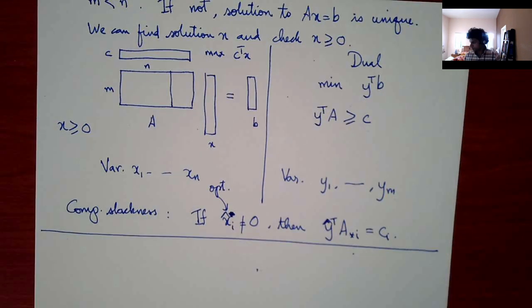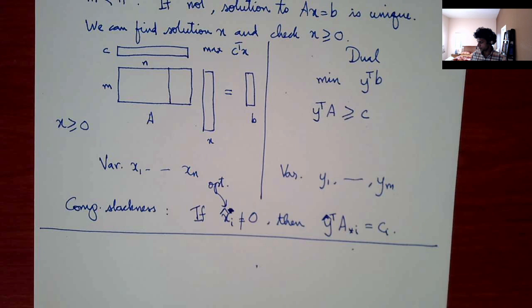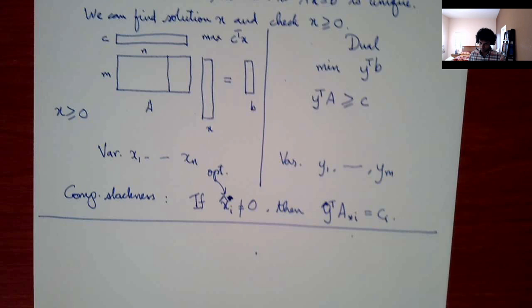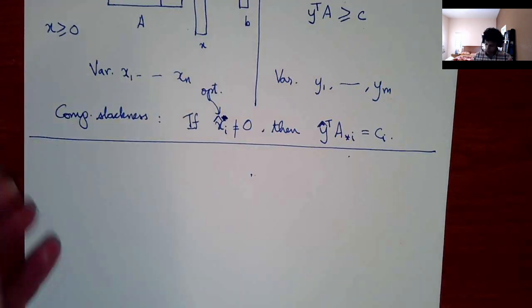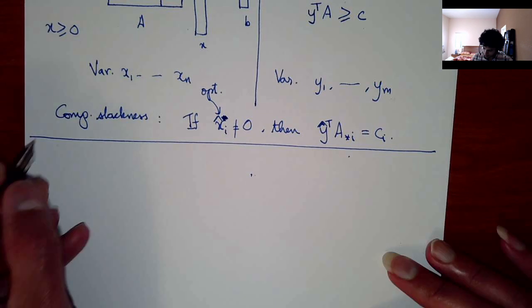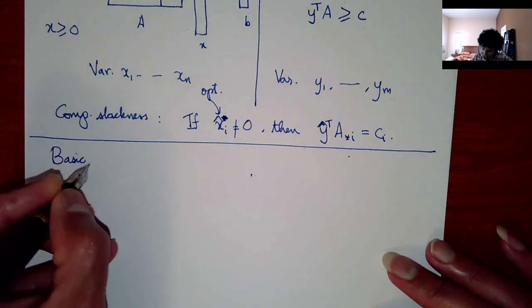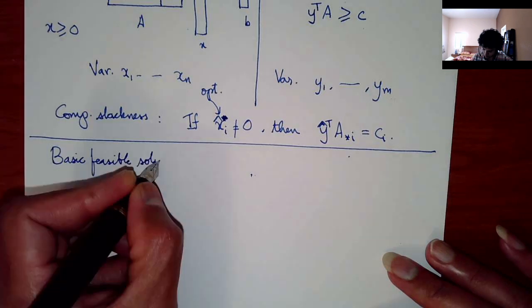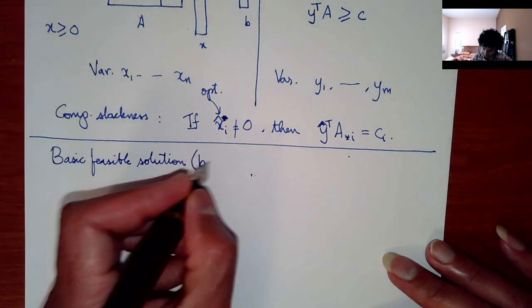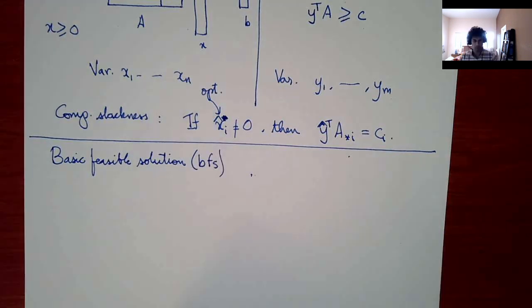Okay, so any questions at this point? All right. Now we come to a very important concept of what is called a basic feasible solution, sometimes written as a BFS, not breadth first search, but basic feasible solution.